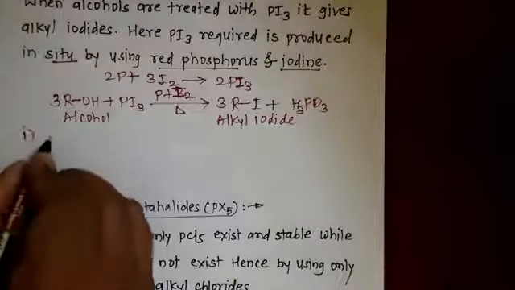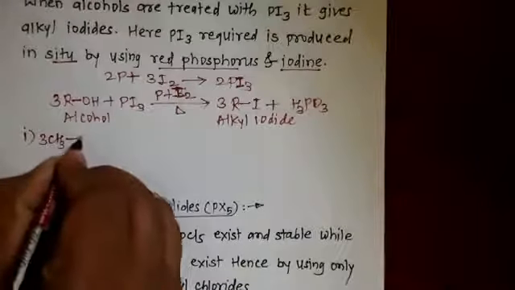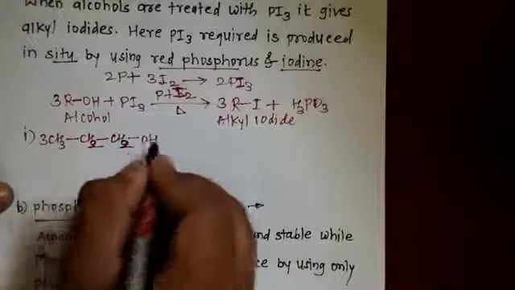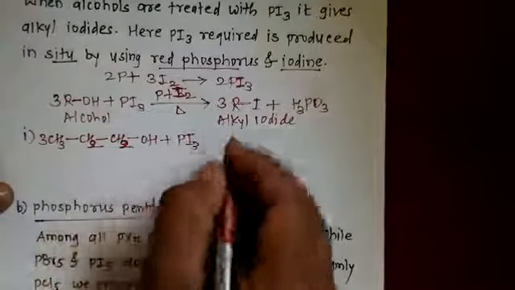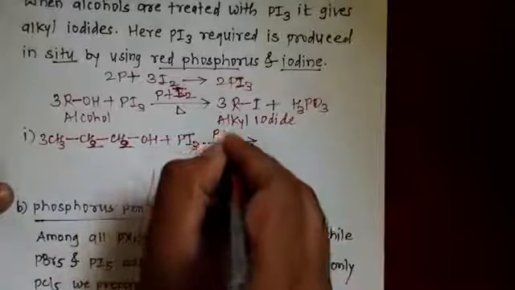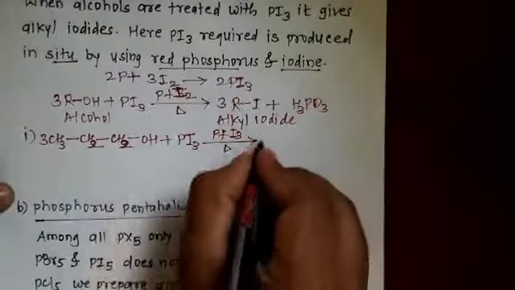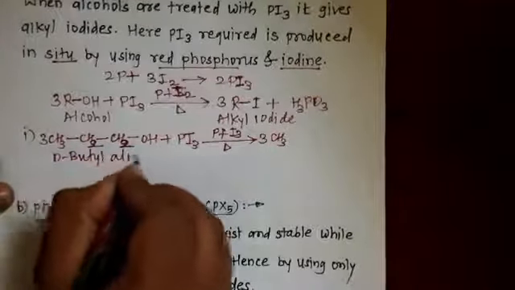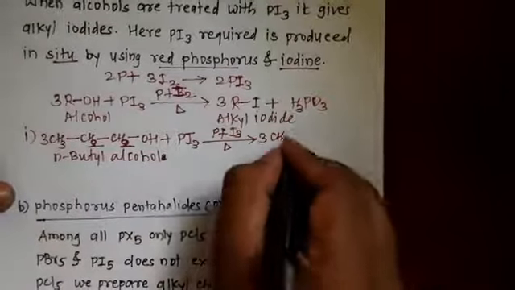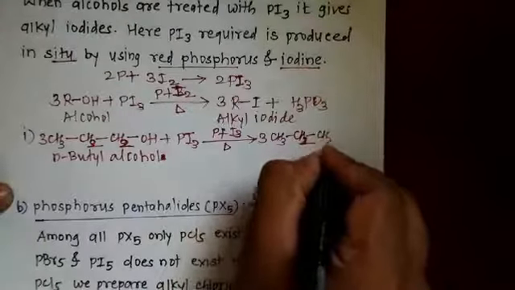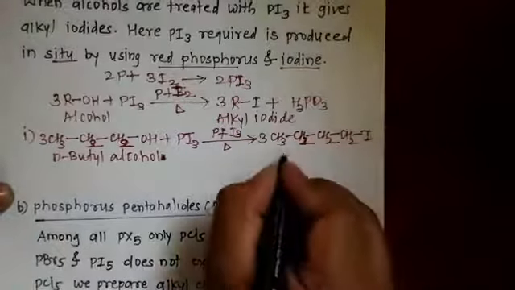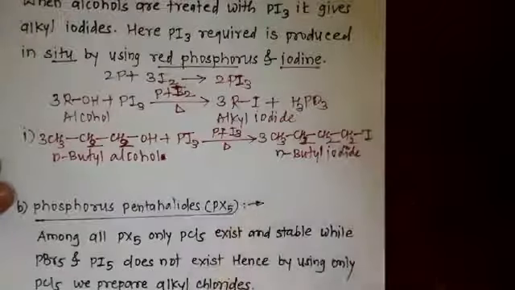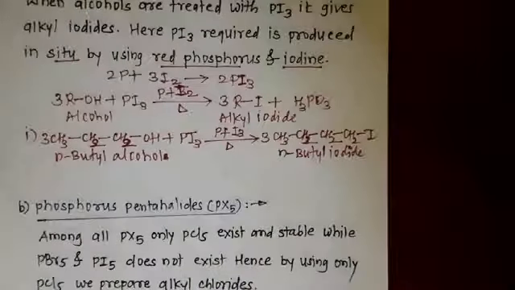When 3 moles of n-butyl alcohol are refluxed or react with phosphorus triiodide, then they produce 3 moles of n-butyl iodide. And the byproduct is phosphorus acid.